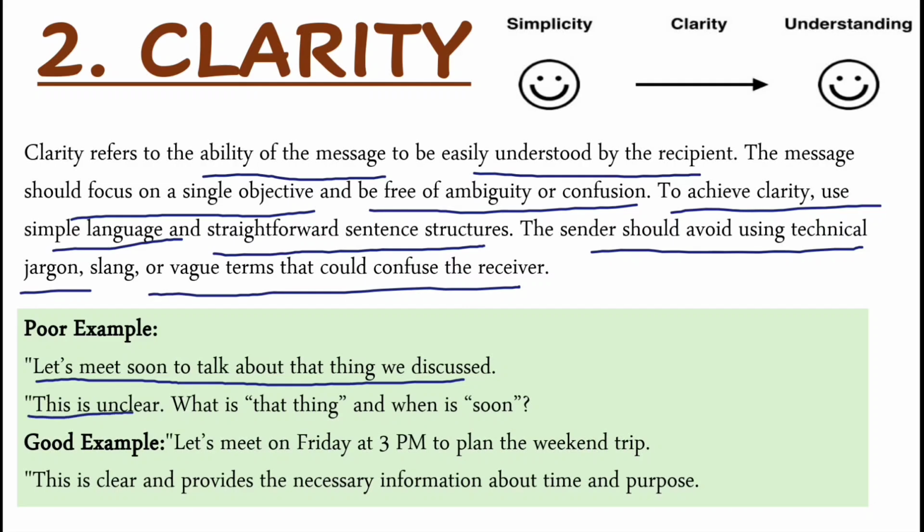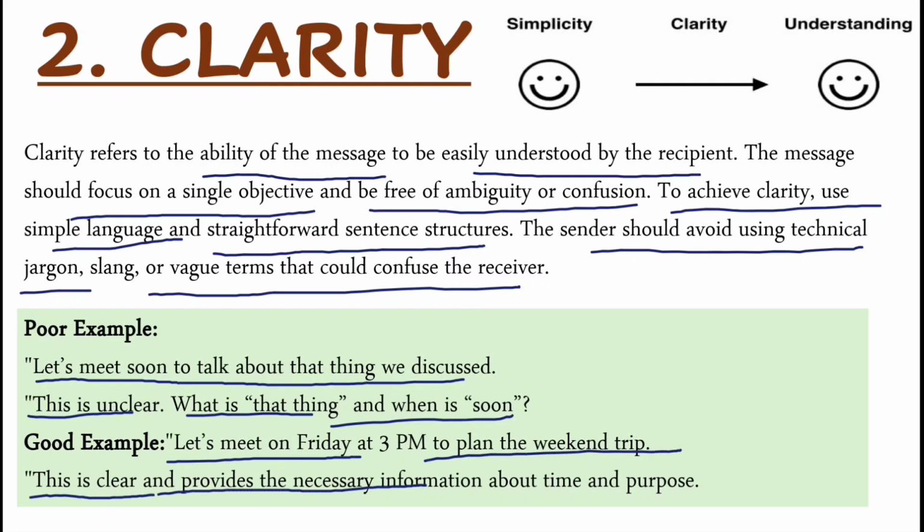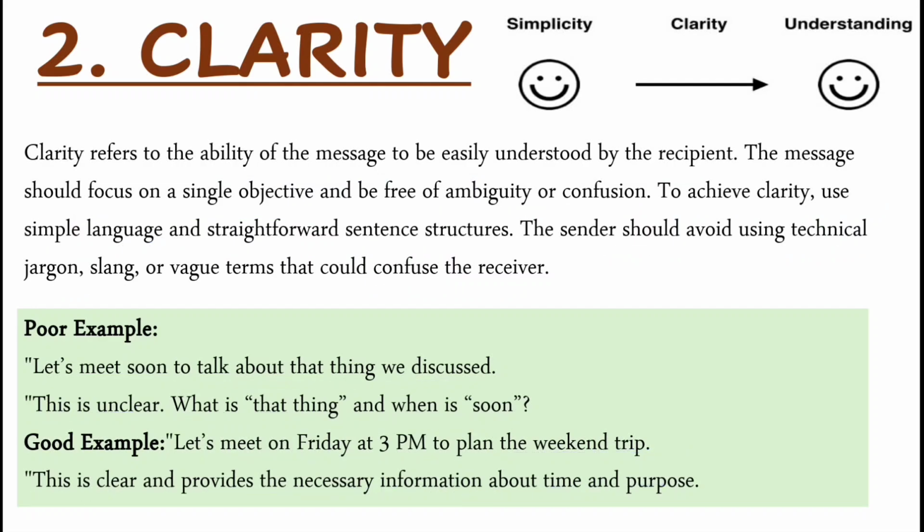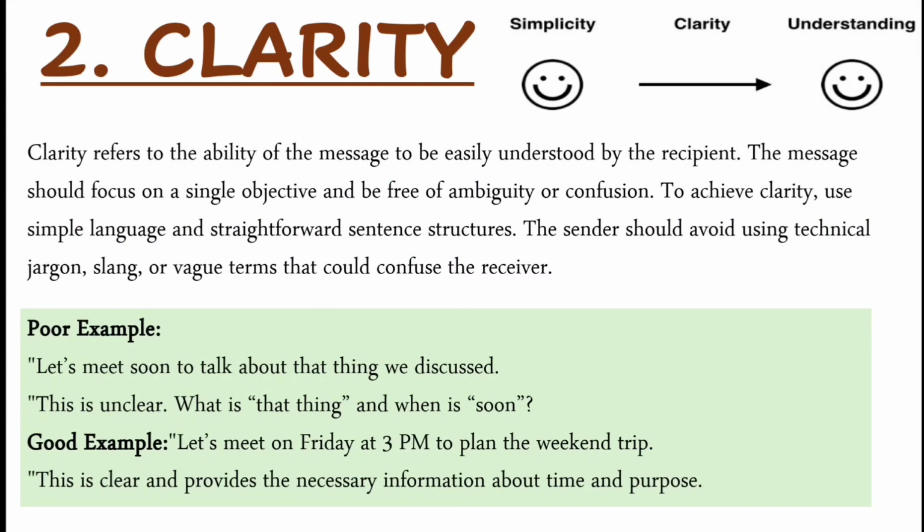This is unclear. What is that thing and when is soon? Good example. Let's meet on Friday at 3 p.m. to plan the weekend trip. This is clear and provides the necessary information about time and purpose. So clarity is the foundation of effective communication. A clear message ensures that the audience can easily grasp the meaning without confusion or ambiguity.